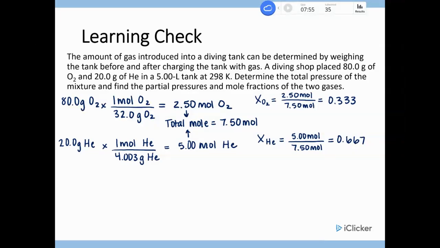Now, when you're working through problems like this, it's a good place to stop and see if you've found the mole fractions for every component in a mixture. The sum of those mole fractions should equal 1 because they're all parts of a whole. So 2.5 out of 7.5 and then 5 out of 7.5. So both of ours, we add them together, they equal 1. So we're in good shape. If you're doing a problem and you've calculated mole fraction for all components of a mixture and it's greater than or less than 1, then you've probably made some mistake. You can go back and fix that before you continue.